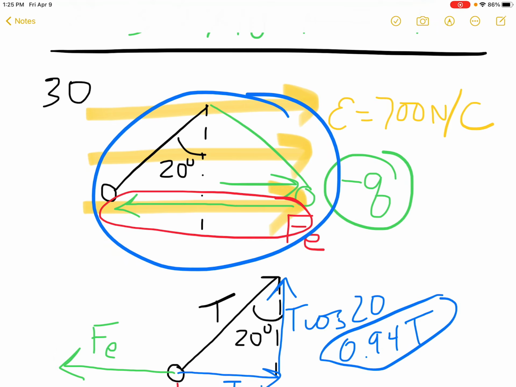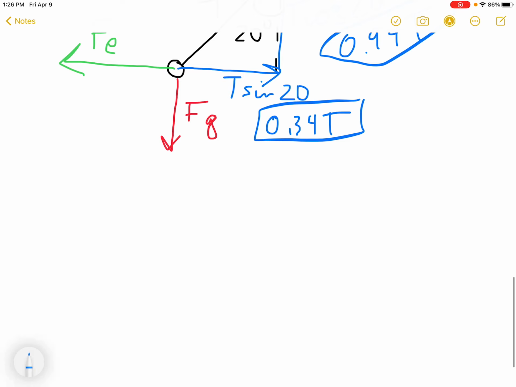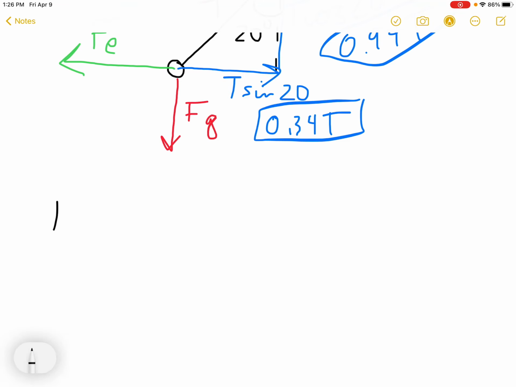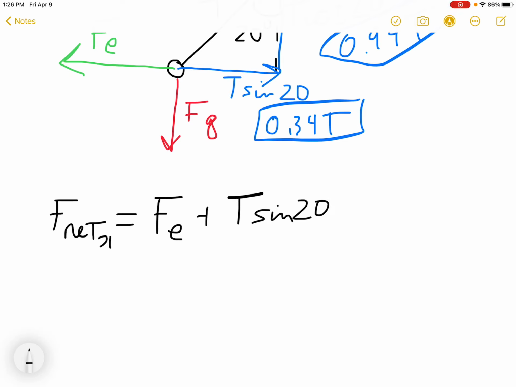All right. So now let's do the math. So F net, let's see, F net x is Fe, all the sideways arrows, and T sine 20, or Tx. Let's call it Tx.